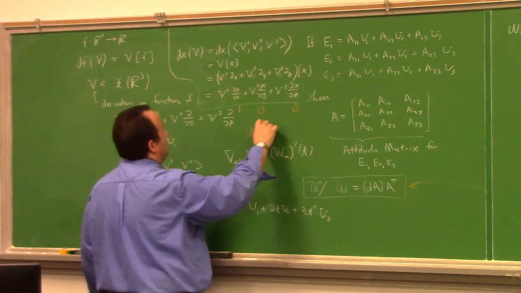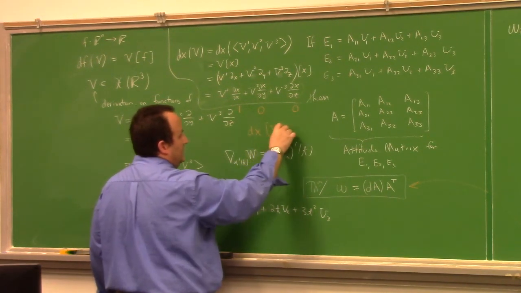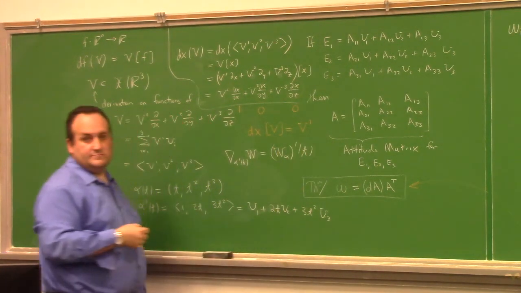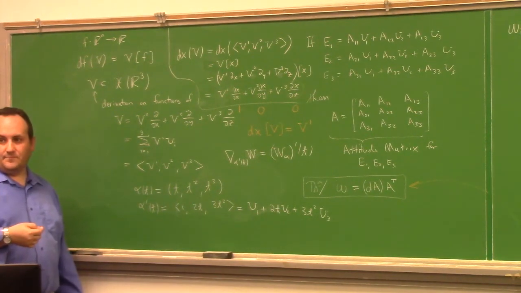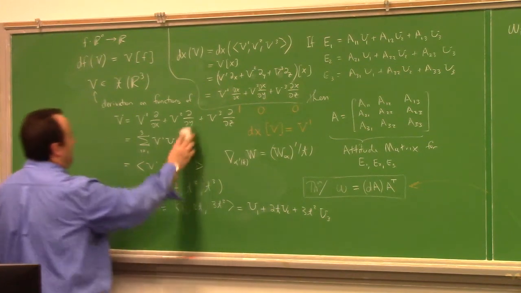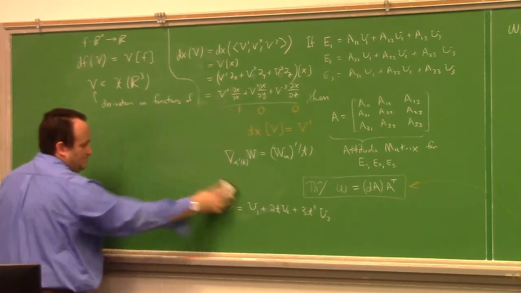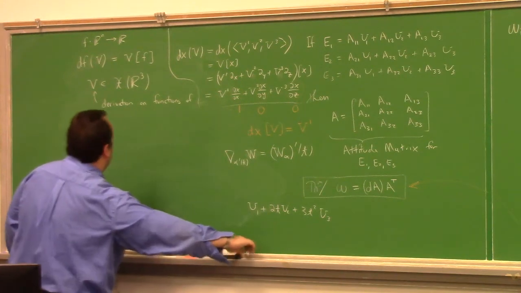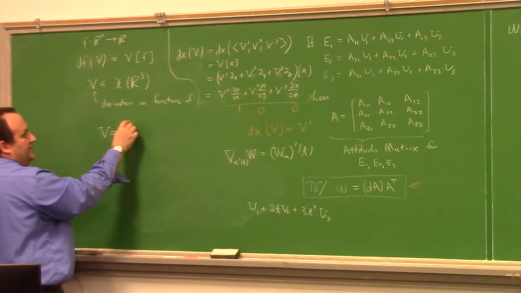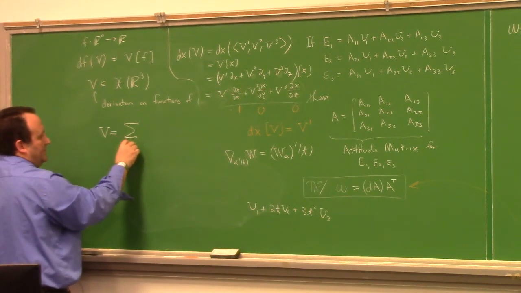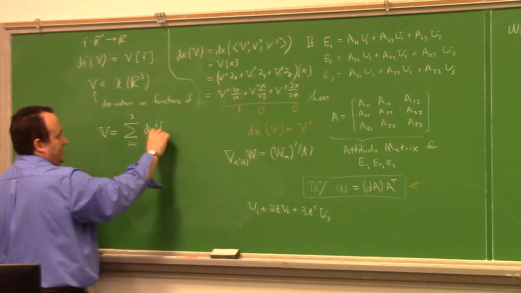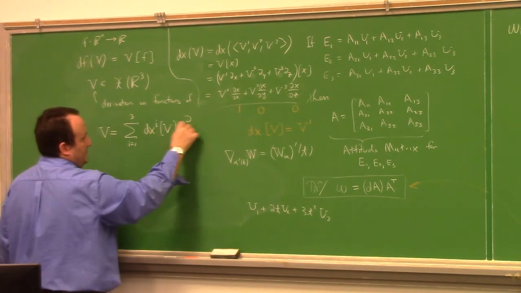So dx acting on v is straight up the first component of v. That's all. Now, this means, by the way, that we can play some other games. Like, check this out. If I have a vector field like so, I can expand it like this, right? V is equal to the sum, i equals 1 to 3, of dxi acting on v, partial xi.